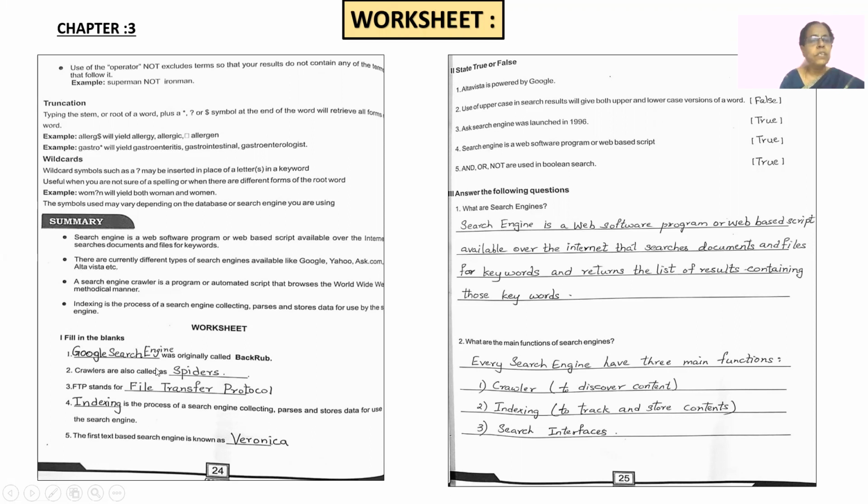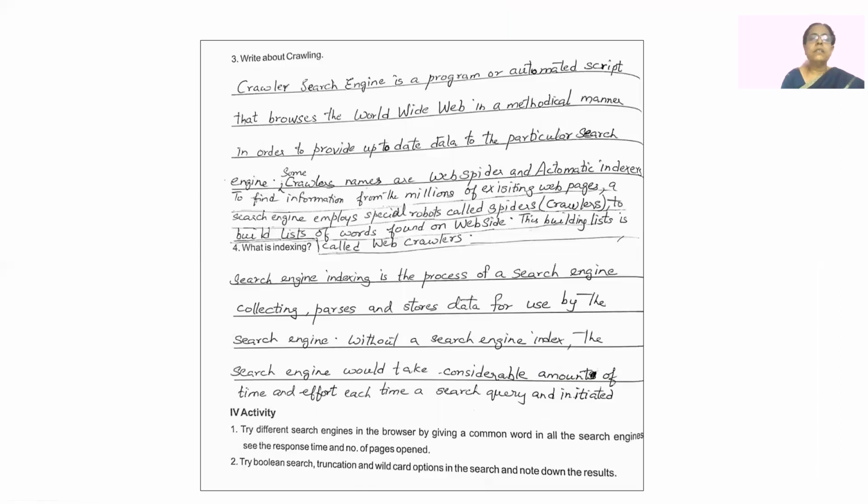Okay, here are the worksheets. Backrub is the original name of the Google search engine, and crawlers are also called spiders. FTP stands for file transfer protocol. Indexing is the process of a search engine collecting and storing information. And the very first text-based search engine was Veronica. Here, AltaVista is powered by Google. So these are the things that you need to learn, and here are your answers too. After you write, just cross-check. This is about crawlers, and here's your activity.